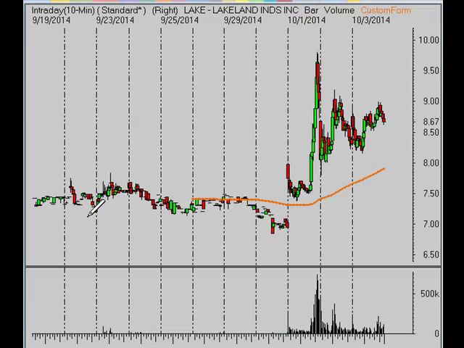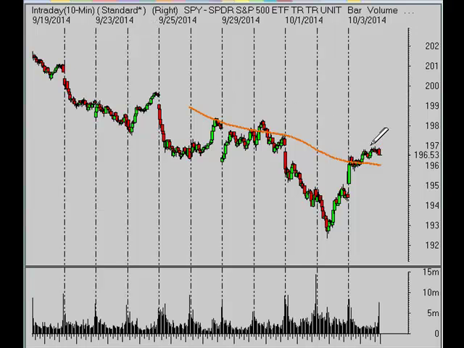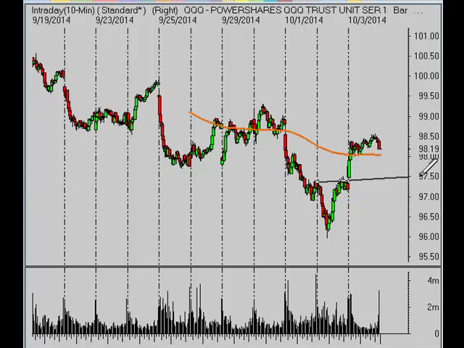Those two names, but overall, I think that this week we saw probably for now the end of the major selling. But if we break below these levels, 195 in the SPY next week, 97.50, 97 and a quarter to 97.50, if we break below these levels and hold below them, then I think we could see another round of selling. So maintain your vigilance and focus on risk management.